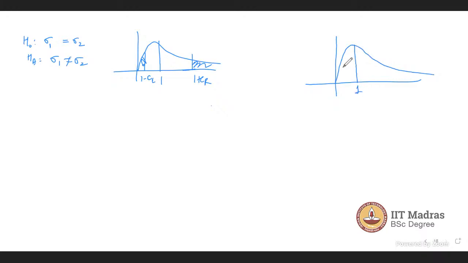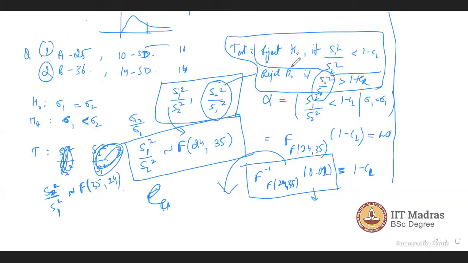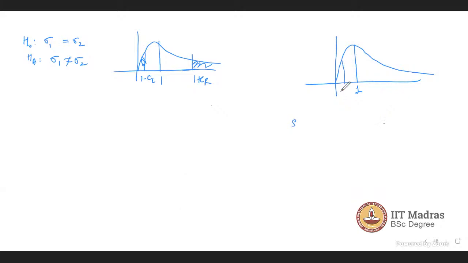So with these two examples you can explain. If my test is: reject H naught if S1 square upon S2 square is less than 1 minus CL, then this is my alpha.